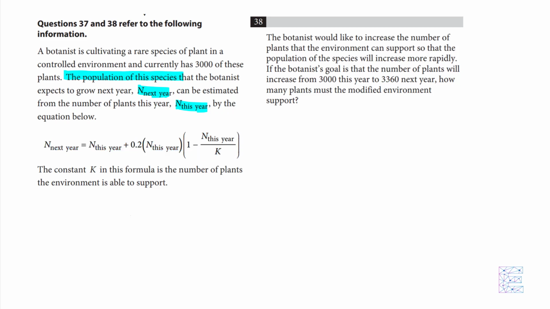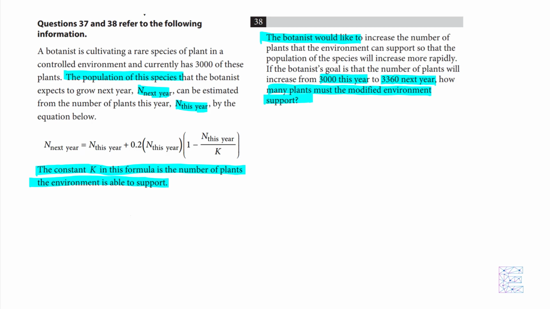And then he goes on to say, the constant K in this formula is the number of plants the environment is able to support. And now for the question part. The botanist would like to increase the number of plants that the environment can support so that the population of the species will increase more rapidly. If the botanist's goal is that the number of plants will increase from 3,000 this year to 3,360 next year, how many plants must the modified environment support?